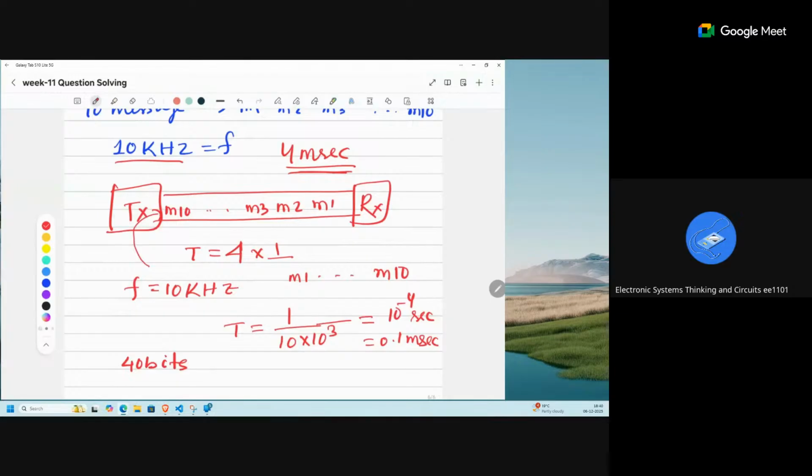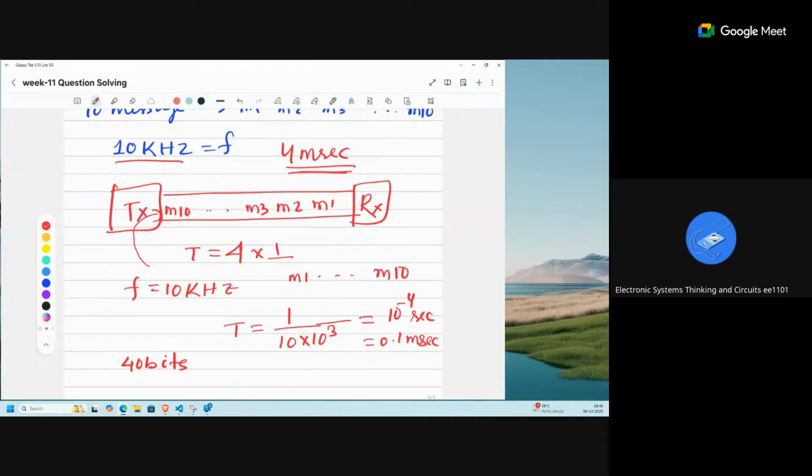Okay, I'll come to that one by one, but let's complete according to him, right? You got T equal to 0.1 millisecond. Next, for 1 bit it takes 0.1 milliseconds. For 40 bits it should take 4 milliseconds. 40 into 0.1, that means 4 millisecond.